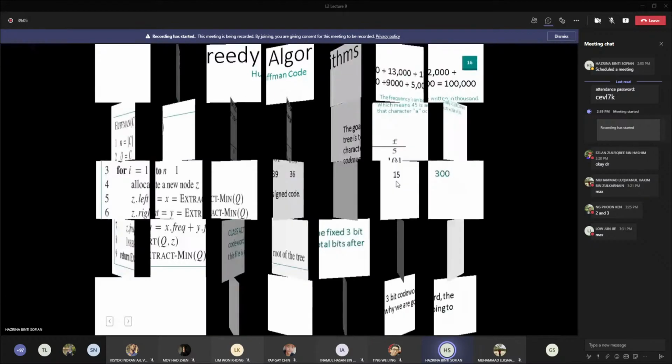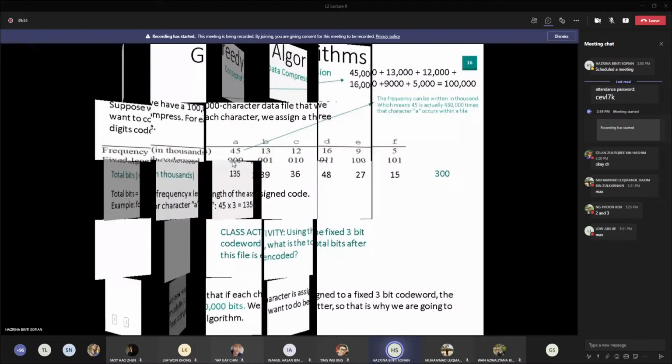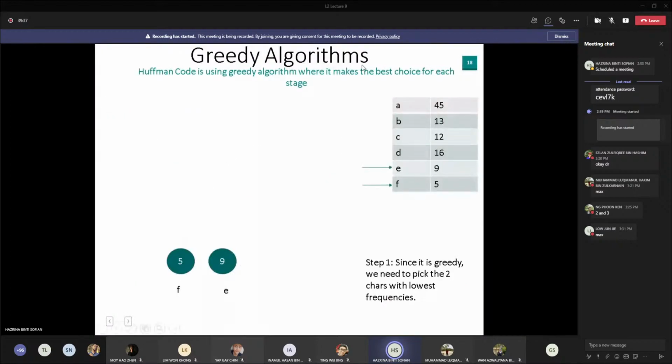So in the previous example, which character has the biggest frequency? A. So for this A, instead of fixing the code word to three digits, we can assign maybe 1. In order to do this, we need to build a Huffman tree using that algorithm, but I will just illustrate the output.